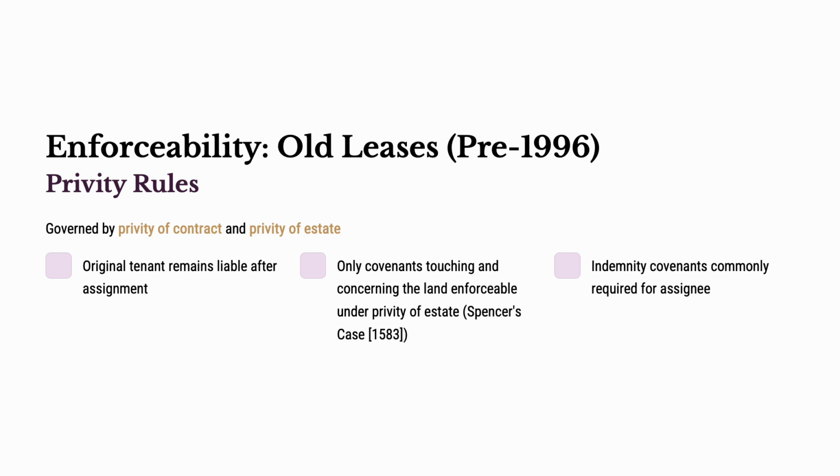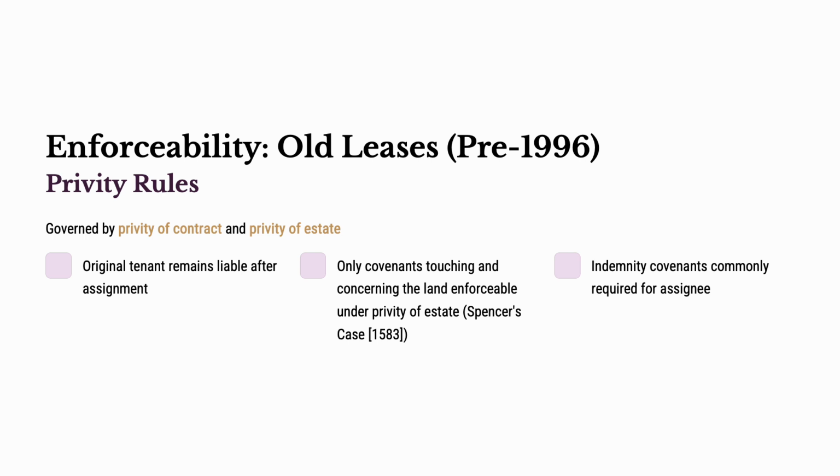70 years. So privity of estate governs liability between the current landlord and current tenant, that is between the estate in the land. So only covenants that touch and concern the land are enforceable under privity of estate. The test from Spencer's Case in 1583, a very ancient case, requires covenants to affect the landlord and the tenant, not personal covenants, anything that is attached to the land.